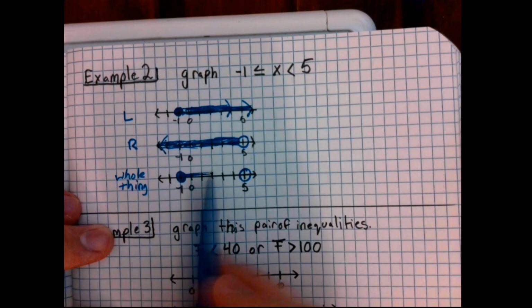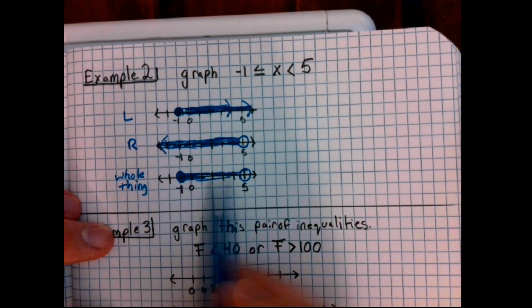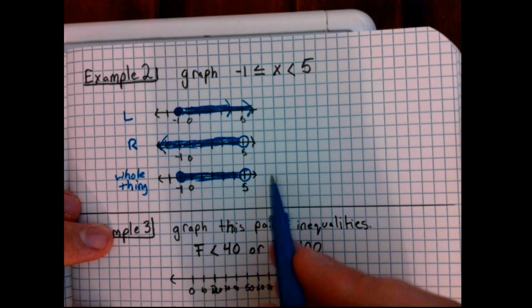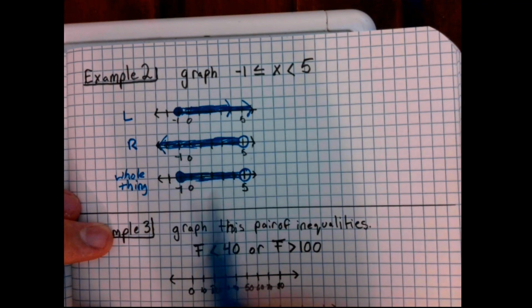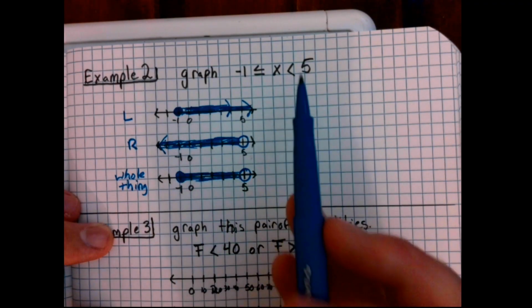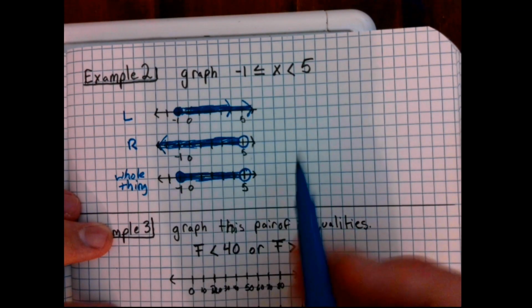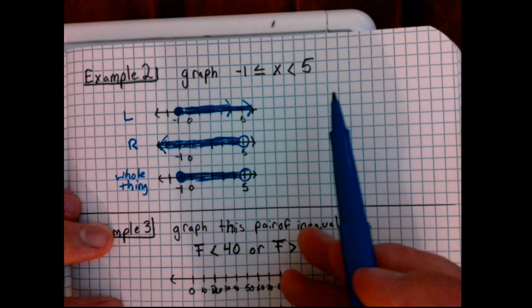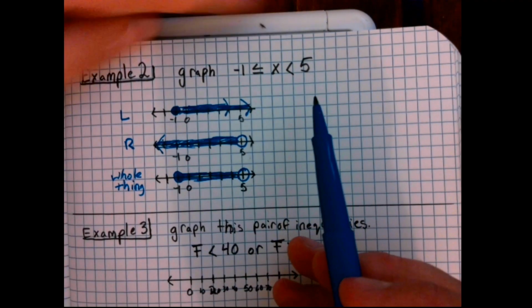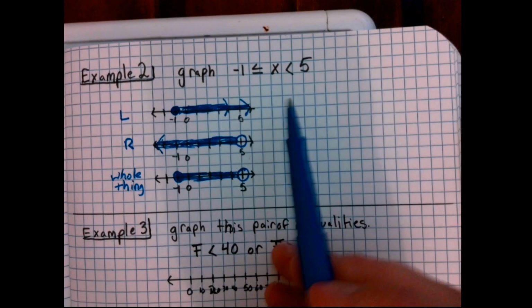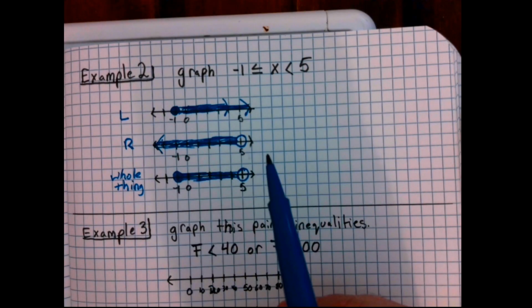So the answer here looks like this. This is our final answer, where we have a closed dot at -1 because x is greater than or equal to -1, an open dot at 5 because x is less than 5, and we're going to have a line connecting them.